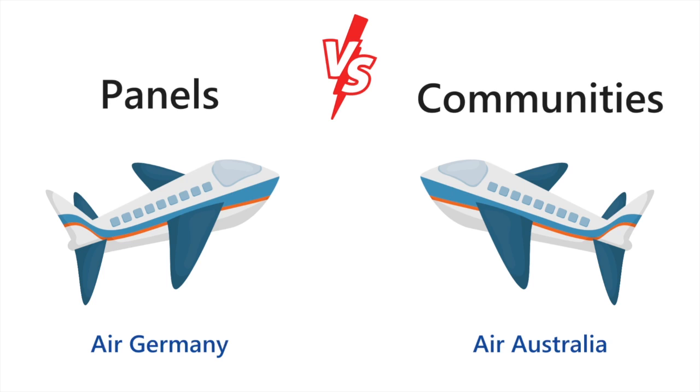Let's try to highlight the differences between panels and communities by illustrating the differences in two fake airline companies. Let's call airline 1 Air Germany and the second airline Air Australia. Air Germany decides they want to find out information about a new product offering they are looking to launch. It is a smaller budget airline under a different name. They contact a panel company to fill out surveys about the new product idea and the product offering.